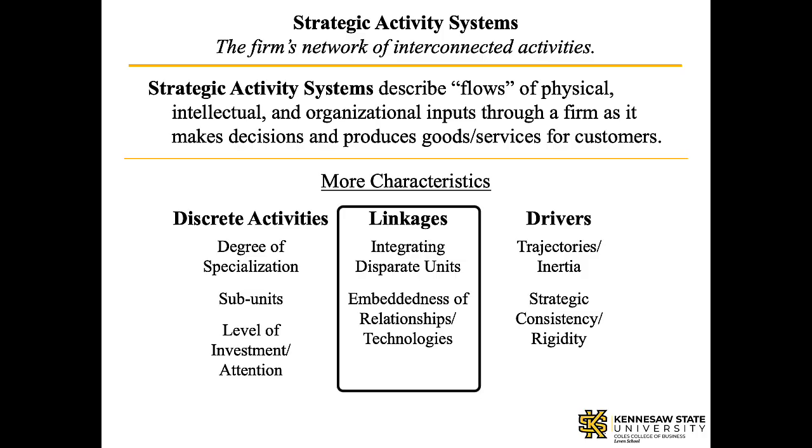Linkages consider how those disparate activities interact with one another. The most impactful linkages are those that create smooth interactions between units. This can be more difficult than expected. For a simple example, consider the interactions between the sales and the manufacturing units of a firm, each of which are their own discrete activities.